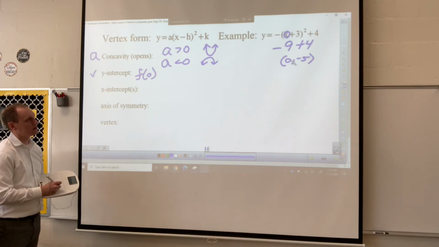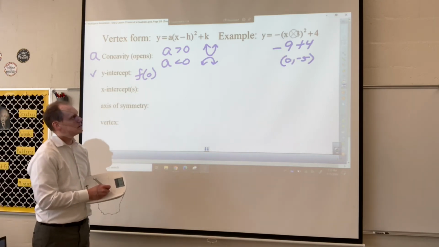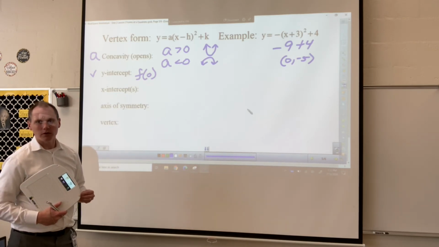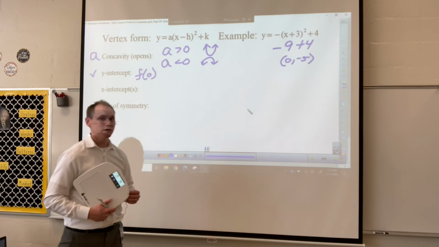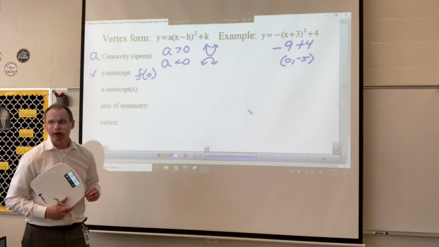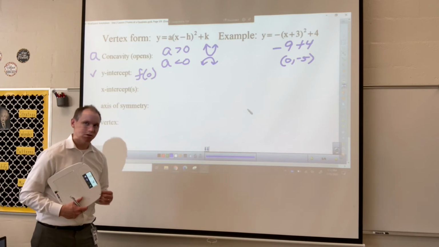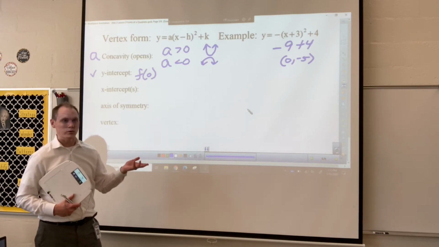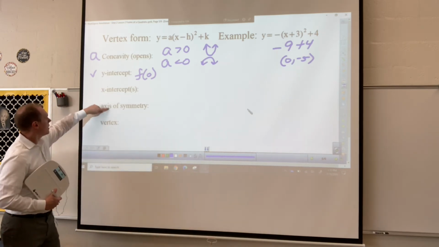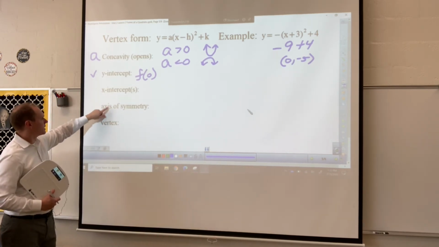X-intercepts, we're going to come back to that. It's not as easy. So really the only form that's really good at finding x-intercepts is what? Factored form. And as you saw a few minutes ago, if we don't have factored form, we try to get it in factored form by factoring. All right, axis of symmetry and vertex. Those kind of go hand in hand.